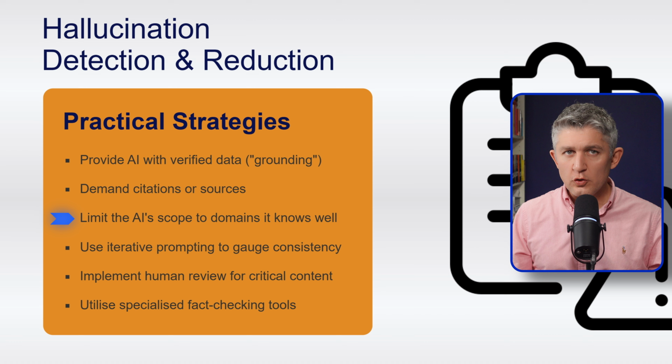Consider constraining the scope for the model. Keep questions narrow and domain specific. Set the temperature low for factual tasks. Perhaps disable browsing tools if you don't need them, and ban out-of-scope topics in the prompt.